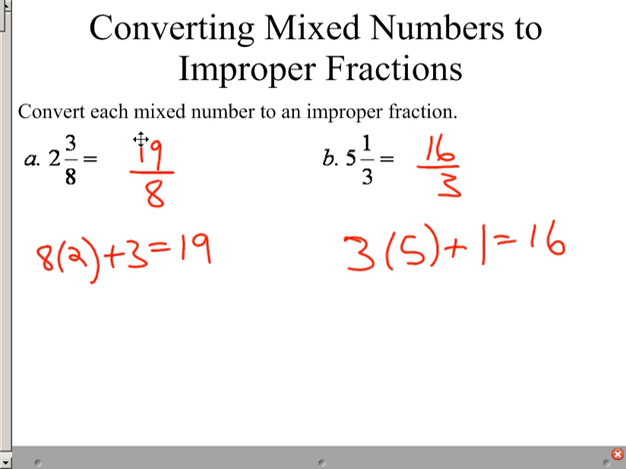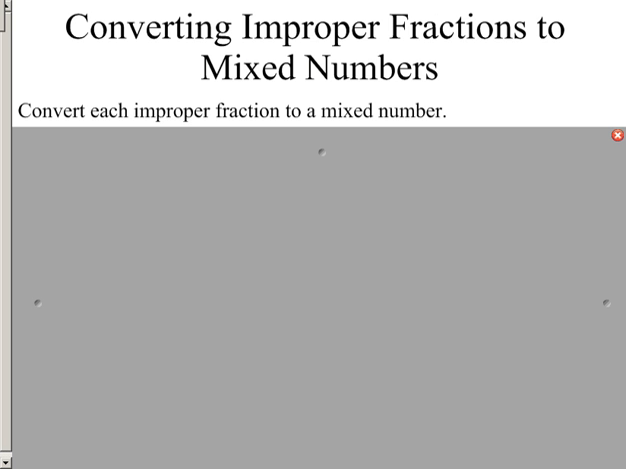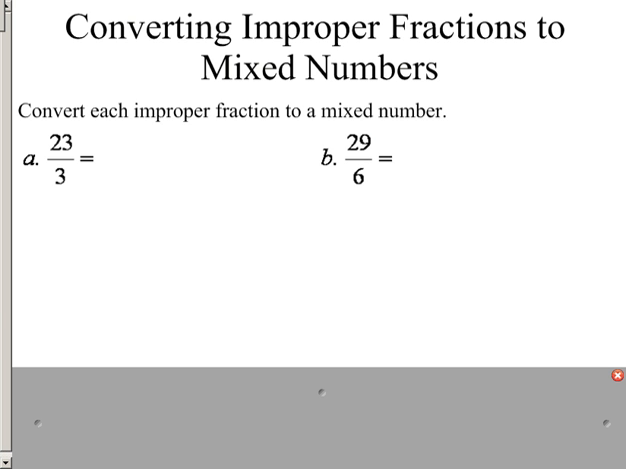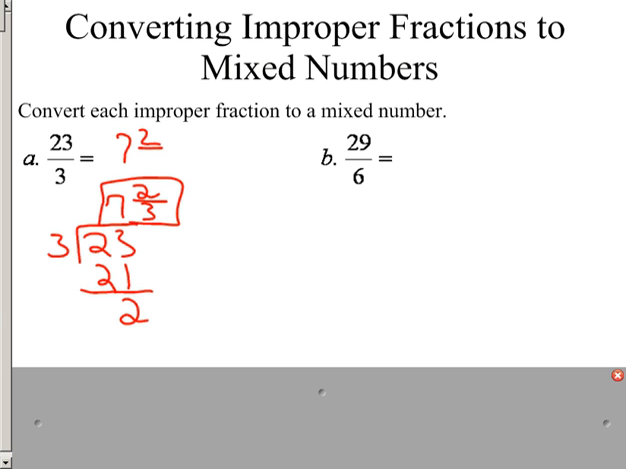You probably did it for the first time maybe in 5th or 6th grade, somewhere in there. Converting improper fractions to mixed numbers. So we're going to convert these now. Okay, here's what we have to do when we're converting an improper to a mixed number. You take the numerator divided by the denominator. How many times does 3 go into 23? That would be 7, because 7 times 3 is 21. When you subtract, you have a remainder of 2, and you simply write the remainder over the divisor. 7 2/3.